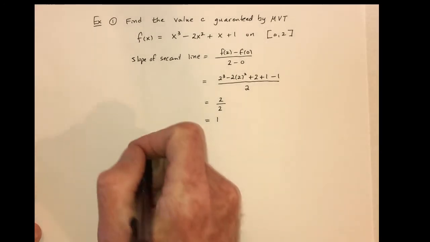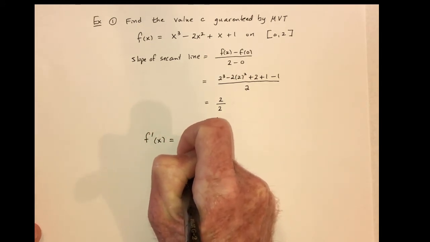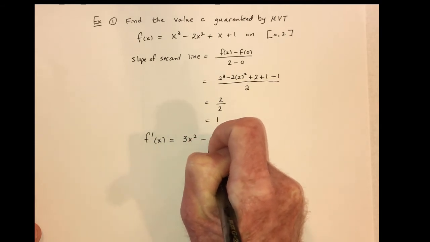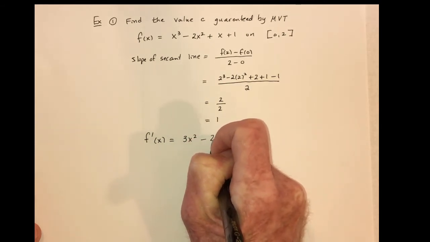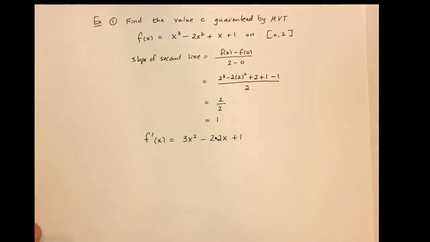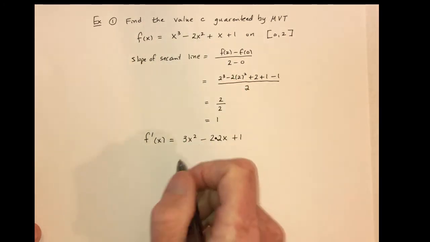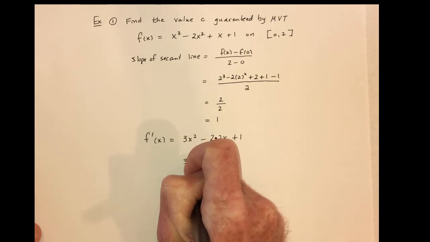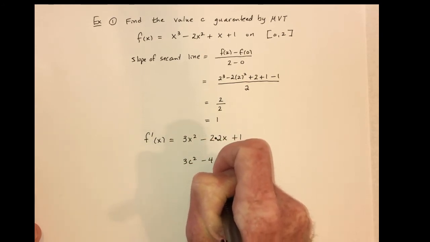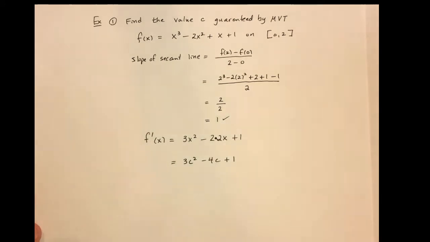Now, let's do the derivative part. So now, take the derivative, which is going to be 3x squared minus 2 times 2x plus 1. And then substitute the value c, so that's going to be 3c squared minus 4 times c plus 1. And there has to be a place where that equals the slope of the secant line. And then solve for c.